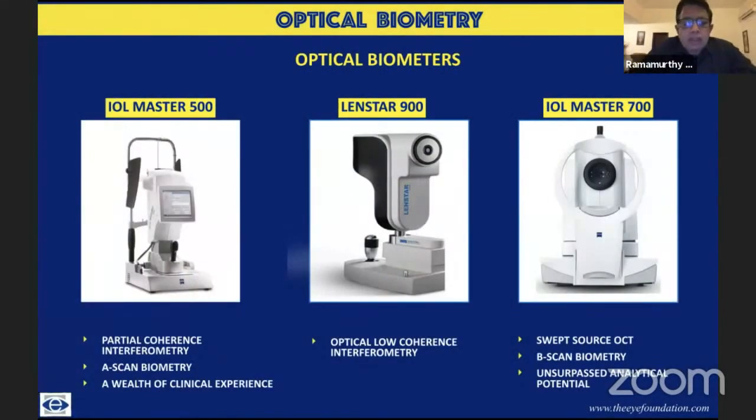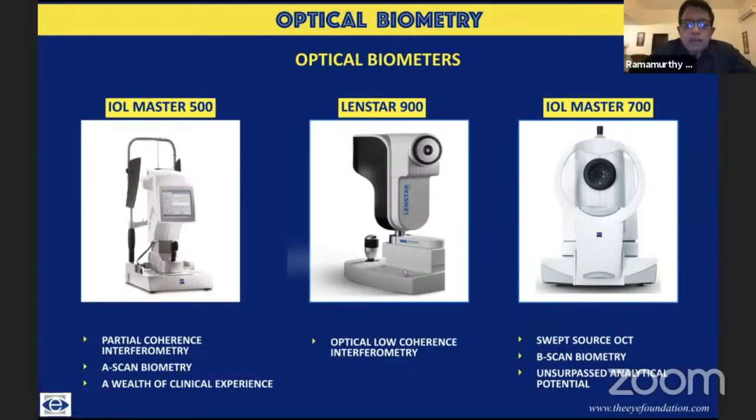There are three types of optical biometers I am conversant with, which we are using in our different centers: the IOL Master 500, 900, and 700. I must also say that we are spoiled for choice today. There are several other excellent biometers available, and you have to pick and choose. Many of them have the modern intraocular lens formulas incorporated in them, very good features. So if you are looking at purchasing one of these, you need to do a significant amount of research before coming to what exactly you want to work with.